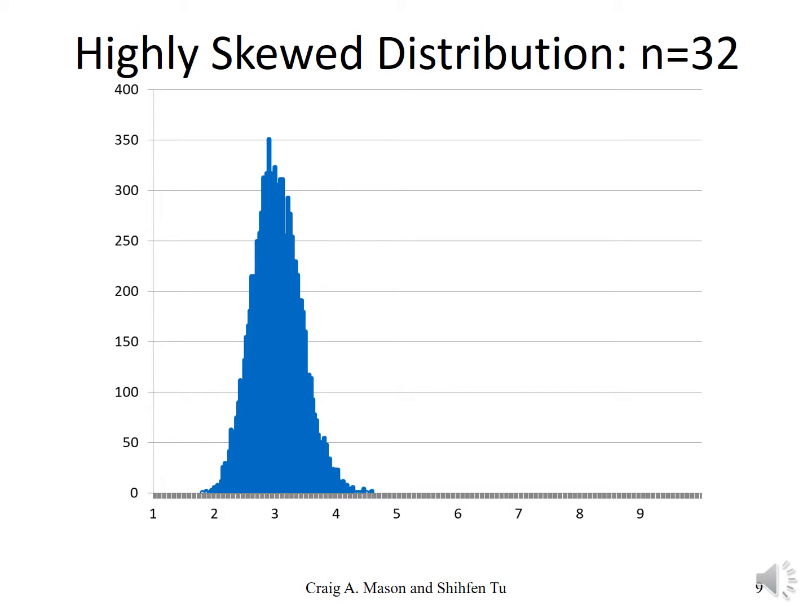Yeah, it's a little bumpy, but that's still because it's based on 10,000 random samples of 32 people. But you can see how the sampling distribution of the mean looks fairly normal by the time we hit a sample size around 30, even though the original population was highly skewed. That's what the central limit theorem is all about.